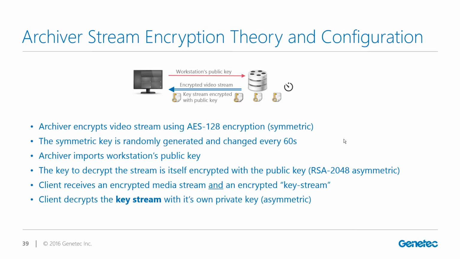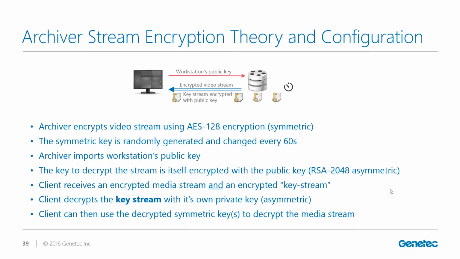Then, of course, once it's received on the client end, the client uses the private key that it has, the secure one that only the clients have, and it decrypts that key stream, and then uses that decrypted set of keys to decrypt the video stream that's done in symmetric encryption. So I hope that's clear. There's a lot of steps there, but we're going to look at some examples, and that's going to clear things up hopefully for you.